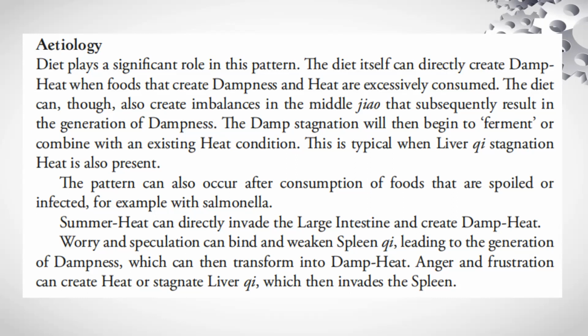The pattern can also occur after consumption of foods that are spoiled or infected, for example, with salmonella. Summer heat can directly invade the large intestine and create damp heat. Worry and speculation can bind and weaken spleen Qi, leading to dampness, which can then transform into damp heat. Anger and frustration can create heat or stagnate liver Qi, which then invades the spleen.